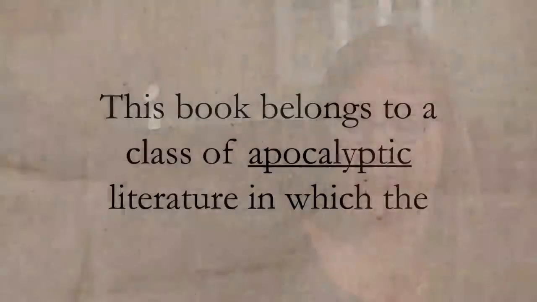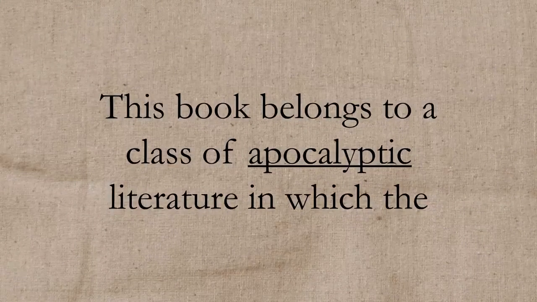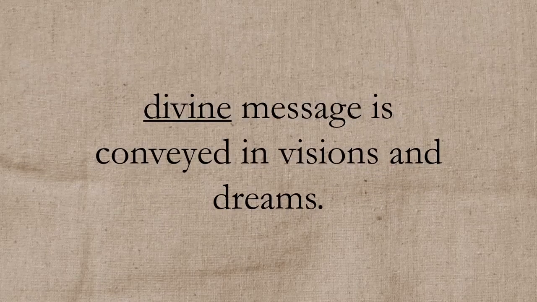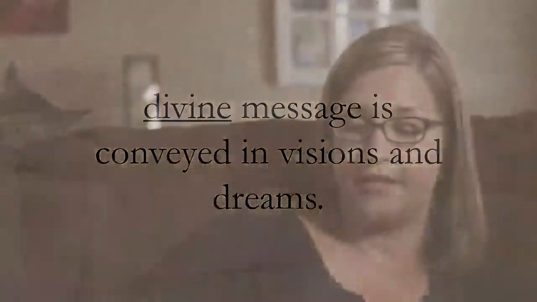And our last bullet on page 16, this book belongs to a class of apocalyptic literature, that's hard to say, in which the divine message is conveyed in visions and dreams. Major themes include the return of Christ, Christ as the critic of the churches, Christ as the controller of destiny, Christ as the conqueror of evil, Christ as the consummator of hope, and finally in its epilogue, an appeal and invitation to Christ.